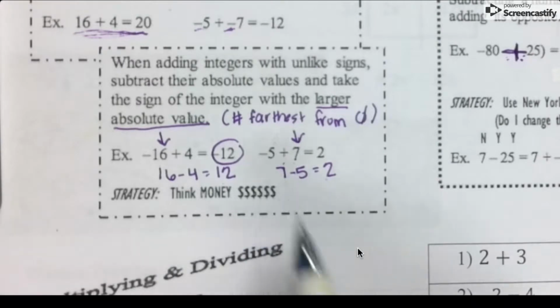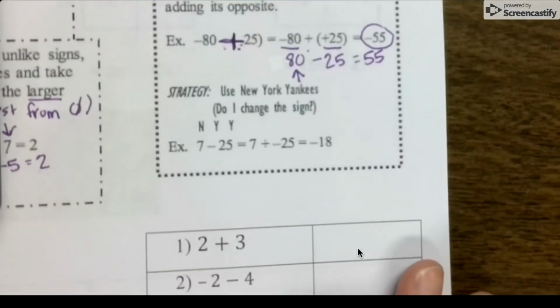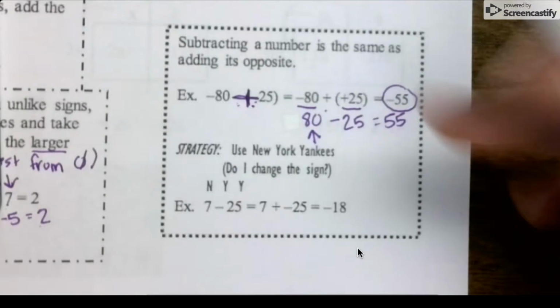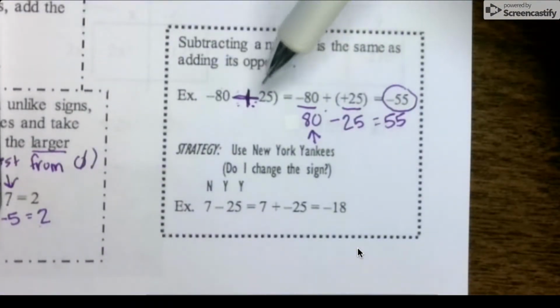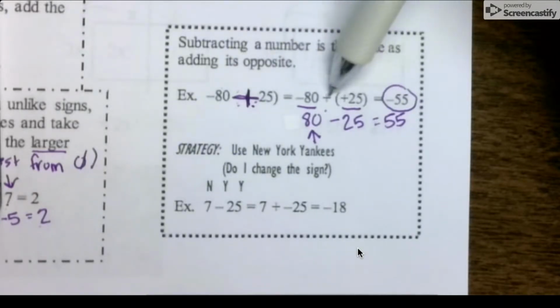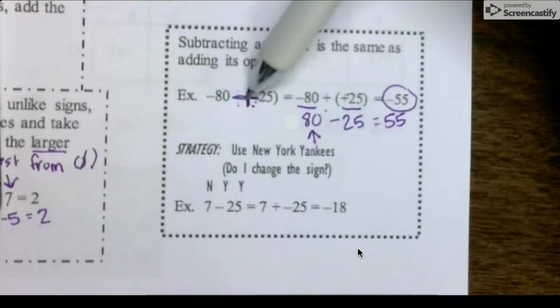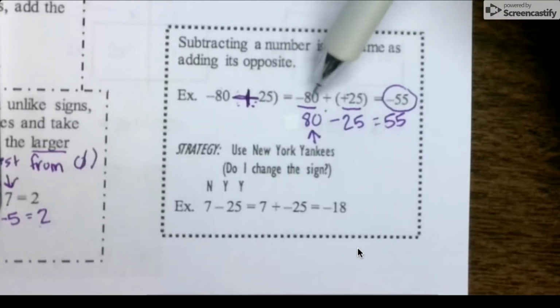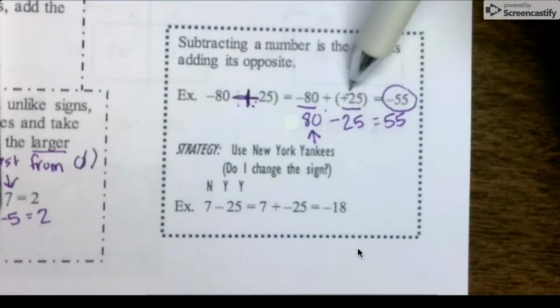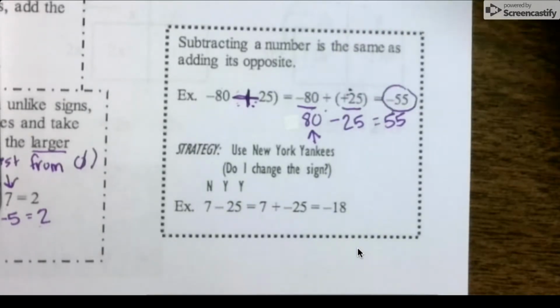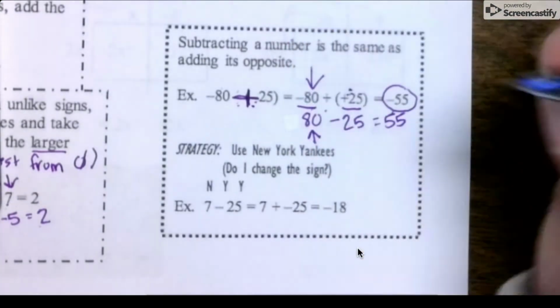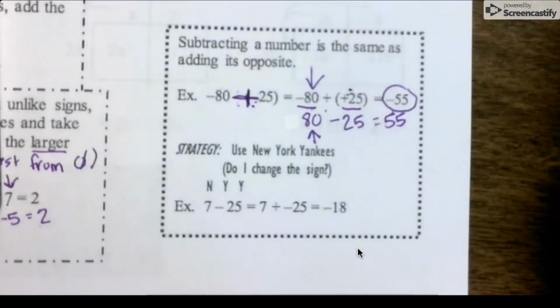Strategy to do this is think of money. Okay? We are looking at subtracting. It says negative 80 minus negative 25. You can either change that to two positives like they did here, or you could change it to one big positive like I was doing in the welcome work and like you see right here. So same thing as before. I have negative 80 plus positive 25. They're different signs. So 80 minus 25 is 55. 80 is farther from 0, which is why my answer is negative 55.